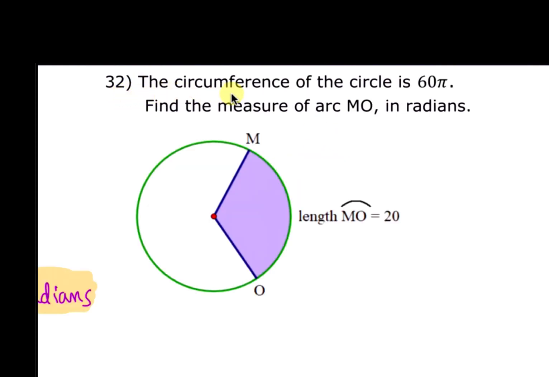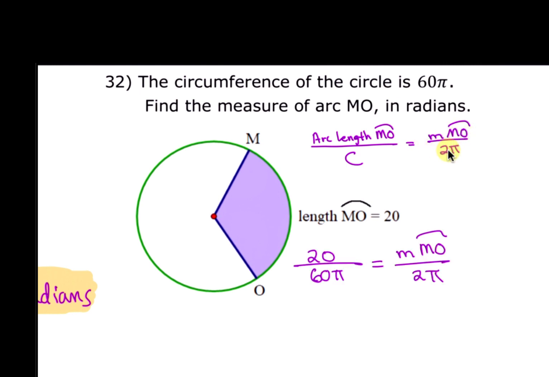All right, here's number 32. It says the circumference of the circle is 60 pi. Find the measure of arc MO in radians. Now we can look at this proportion. It is true that the arc length of MO divided by the arc length of the entire circle, which is the circumference, is equal to the measure of MO divided by the measure of the entire circle. And the arc measure of an entire circle is 2 pi in radians. So arc length of MO over the circumference is the measure of MO over 2 pi.